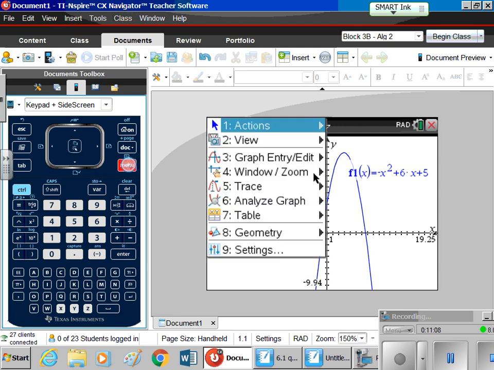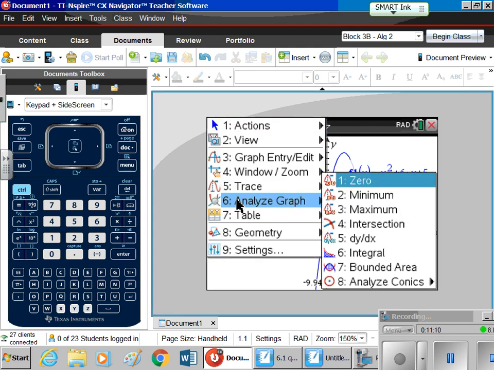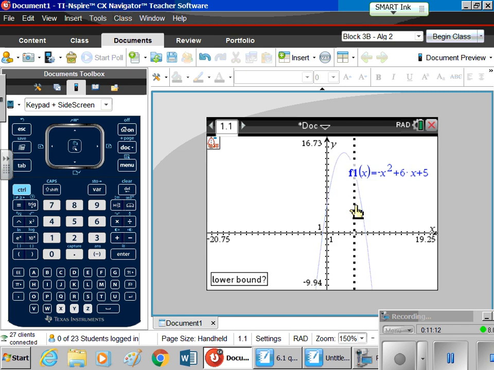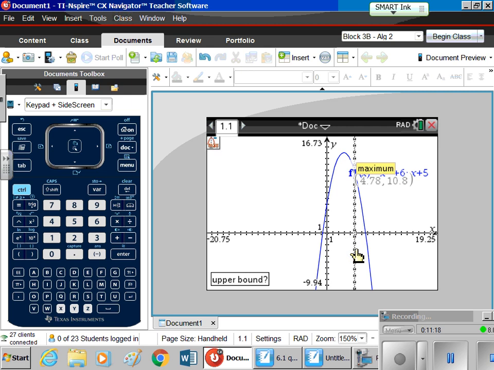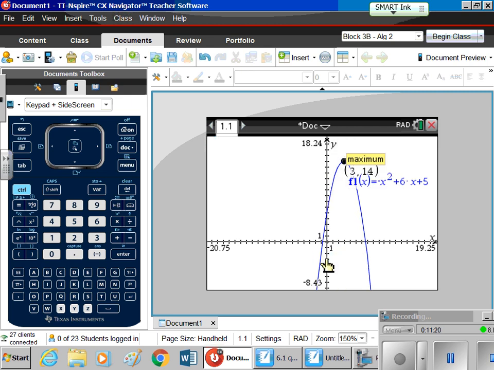So you can go to menu, to analyze, to maximum, and you get this lovely little dash line, and you can slide this over and your maximum will come into view. So 3 comma 14 is my maximum. That's one way to do it.